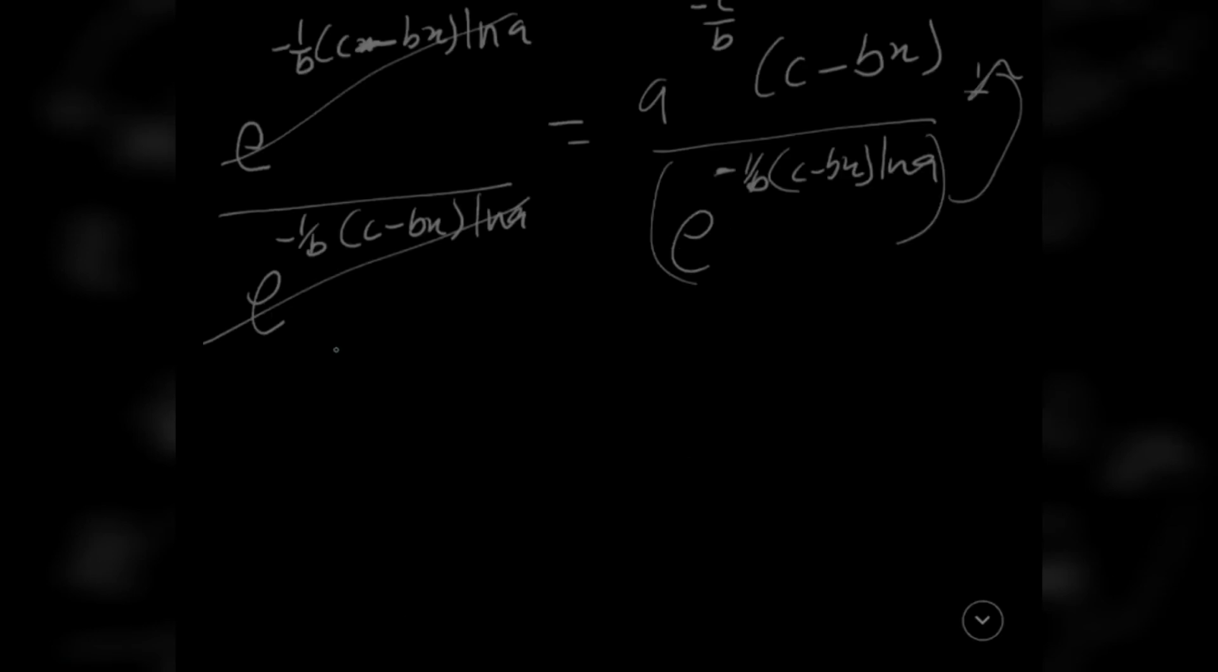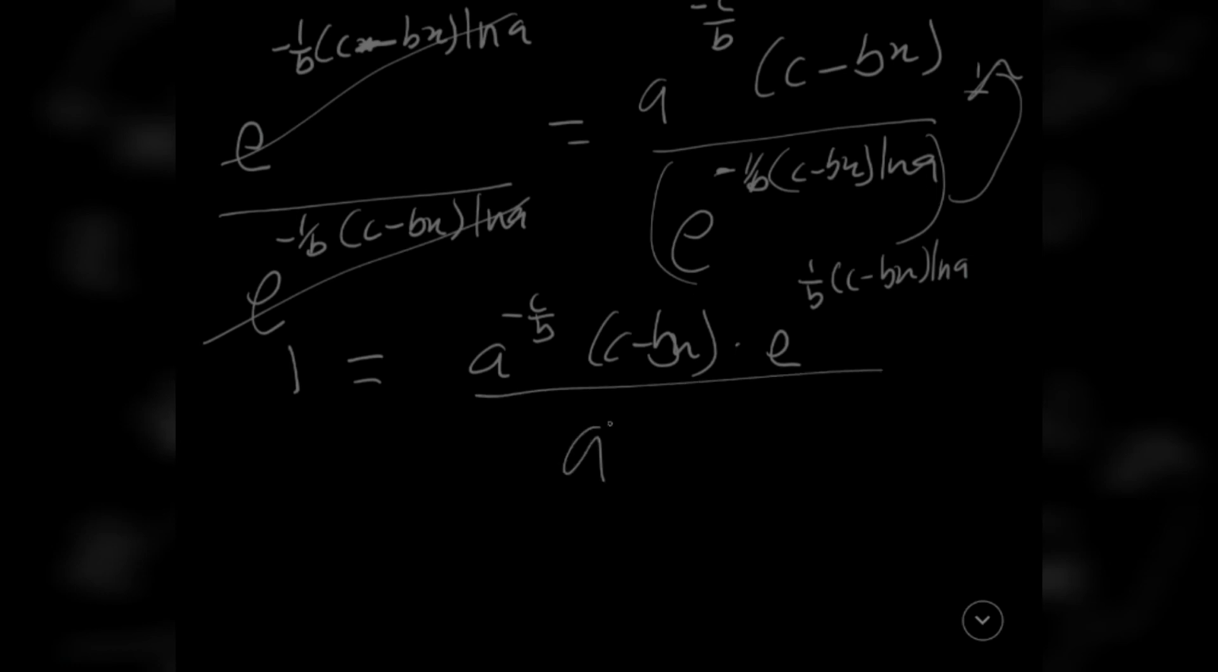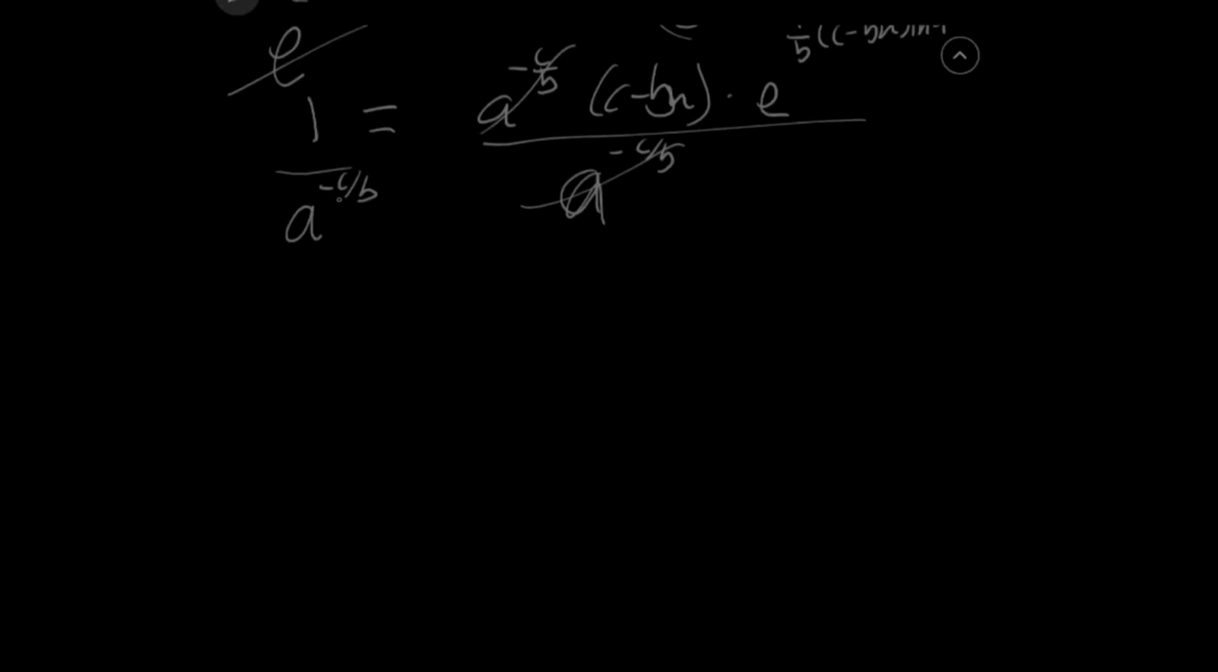Okay, so we have 1 equals a raised to the power minus c over b multiplying c minus bx, then multiplying e raised to the power 1 over b (c minus bx) ln of a. Now divide through by this term here. We want to get rid of anything that does not involve x, so we get minus c over b and minus c over b, so they cancel out, right?